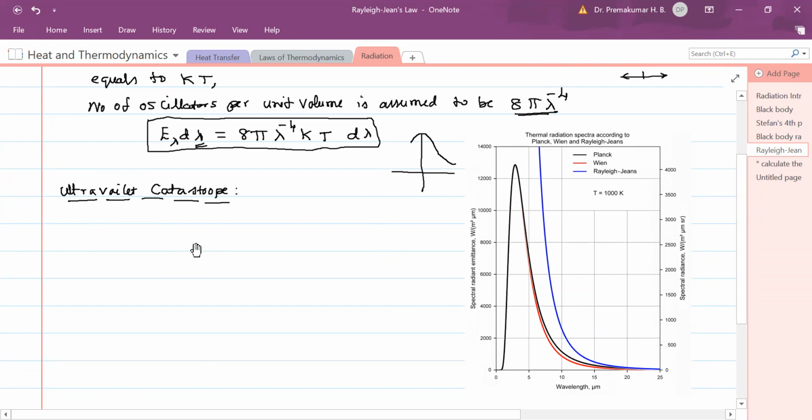So once these two failed, next is Planck. Planck could derive an expression which exactly fits the experimentally observed curve. We'll take that up in the next class, and we'll try to learn what he did, what assumptions he made, and how he could succeed in explaining the black body radiation curve. Okay, thank you.